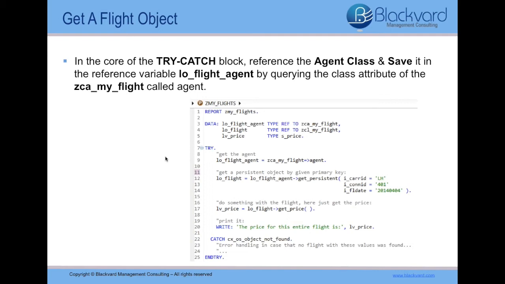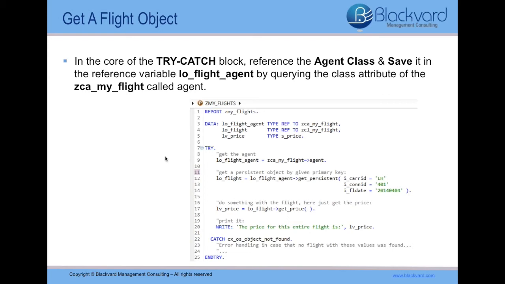After this is successfully processed, we have LO flight, which contains all the attributes and all the data from this entry from the database table for exactly this primary key. We could get all the information from the object by our getter and setter methods. In this case, we just want to show something. We want to get the price. That's the thing you see in line 17. We have a local variable LV price, and we will add to this local variable the price from our flight object. This can be done by LO flight, and we use the get price method in this case.